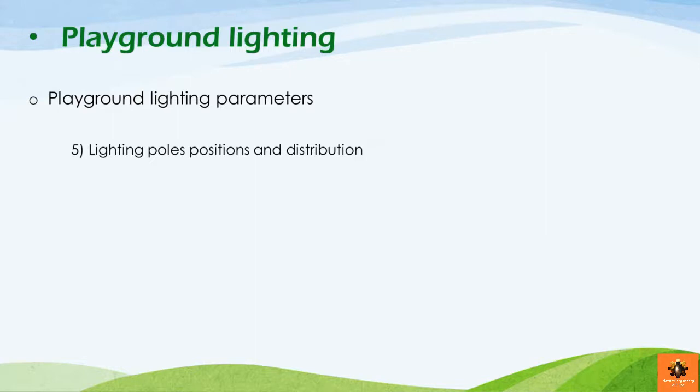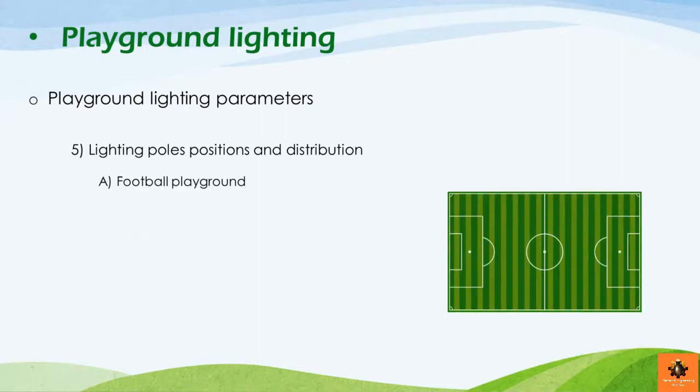Alright, now the fifth factor we have is the position of distributing the lighting poles, as the position of the lighting poles depends on the type of the playground itself. So for the football playground, the lighting poles are installed on the four corners of the playground, hence the luminaires are installed on the four corners, on the lighting poles which are installed there. So that's for the football playground, at which the poles are installed at the corners.